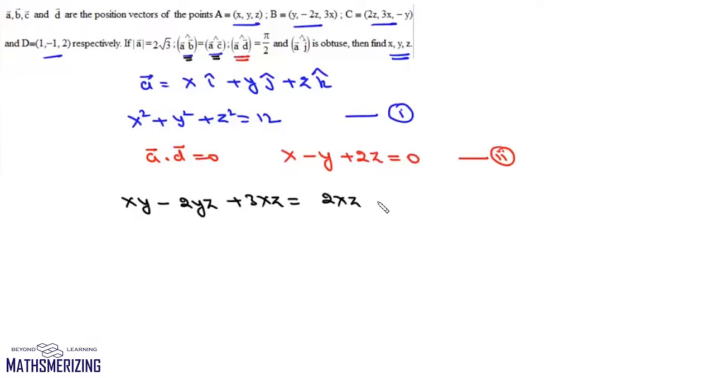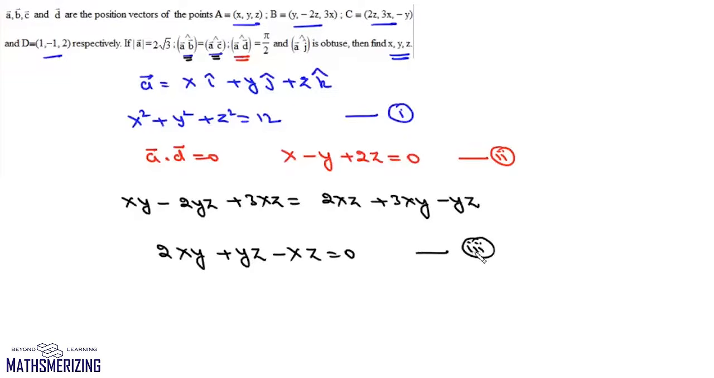2xz plus 3xy minus yz. Now we take everything on the right hand side, we can write 2xy plus yz minus xz, it must be 0, and that's our third equation. So we have 3 unknowns and 3 equations.